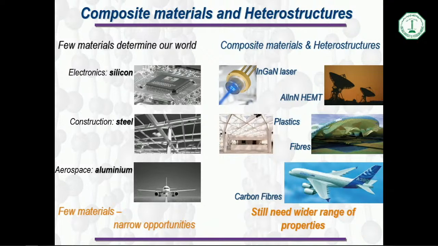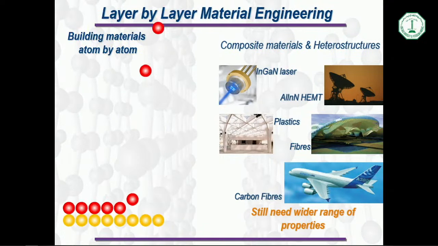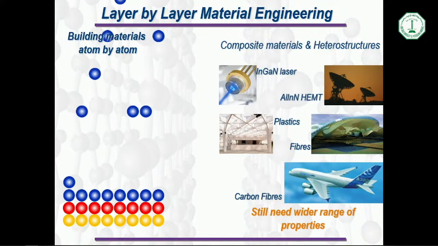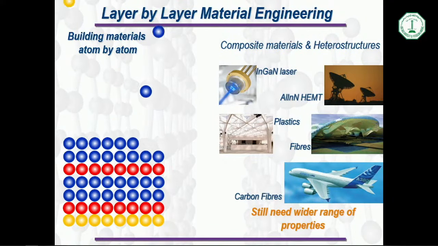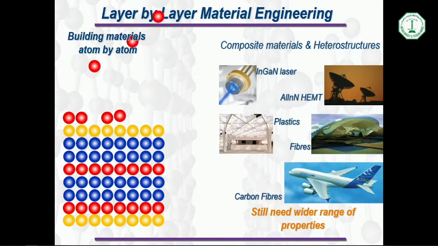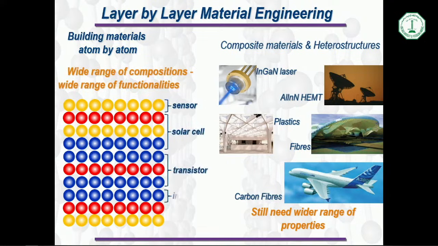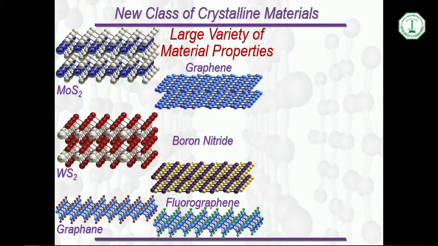Ideally, you really want to create material from scratch, atom by atom or layer by layer engineering, and then you would be able to really pre-design it. Okay, I want my top layer to be a sensor, the next few layers to be a power supply, solar cell, then logic, then interconnect, and so on and so on. And that's exactly what 2D materials, two-dimensional materials, give to us.